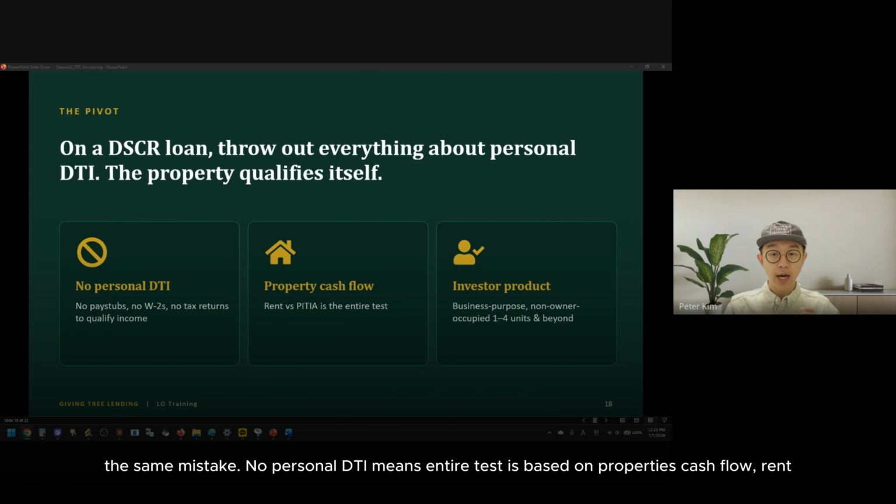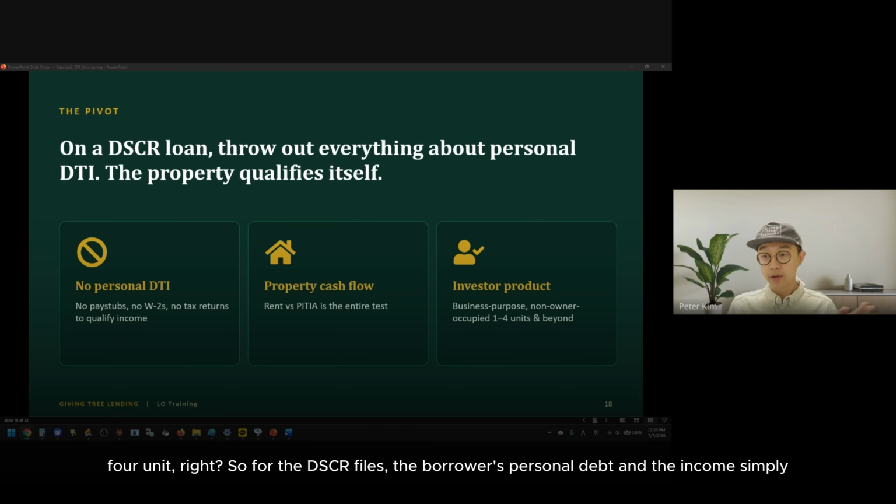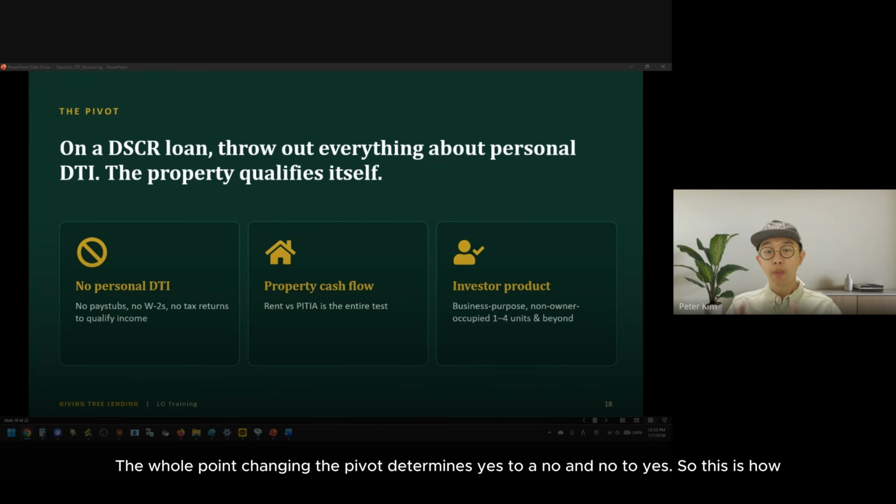No personal DTI means the entire test is based on the property's cash flow, rent versus PITIA. It's a business purpose, non-owner occupied product for investors on 1-to-4 units, right? So for DSCR files, the borrower's personal debt and income simply don't matter much in the qualification. Different product applies a different qualifier. The whole point is that changing the pivot turns a yes into a no and a no into a yes.